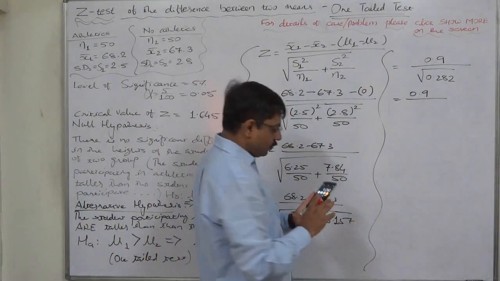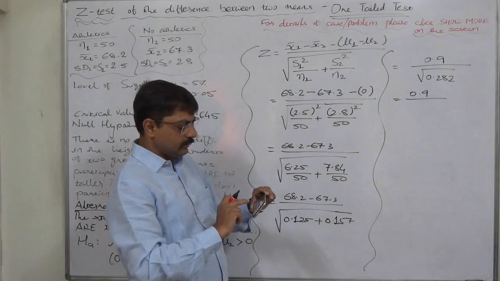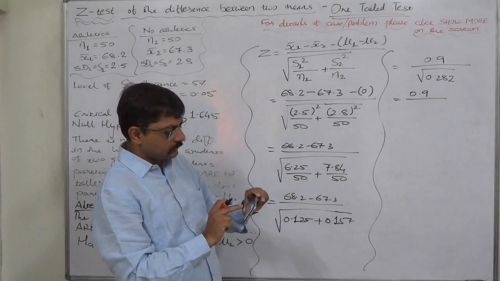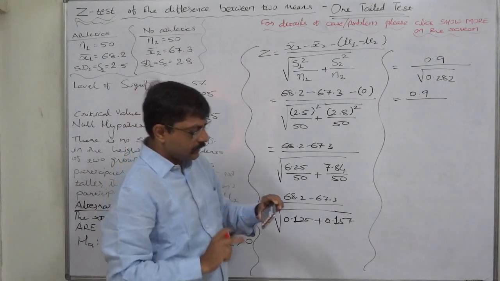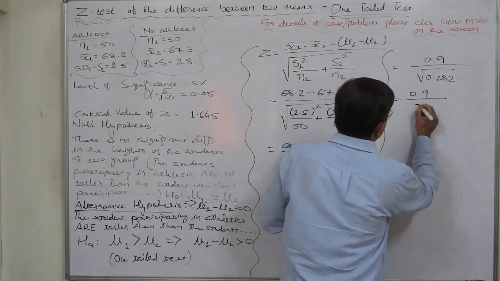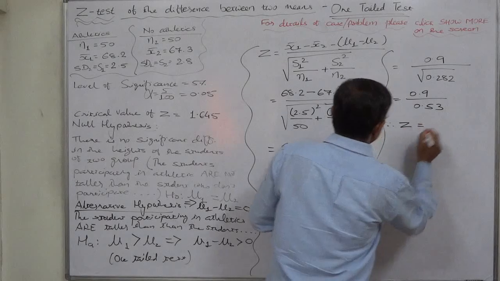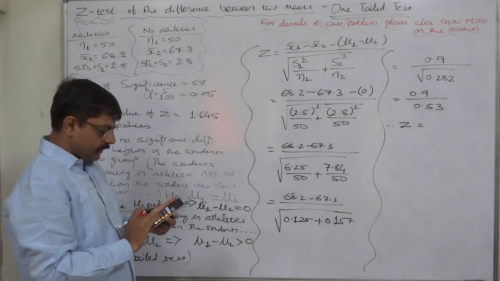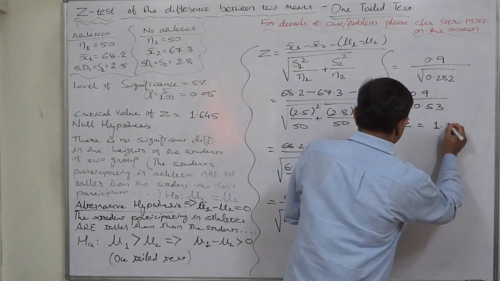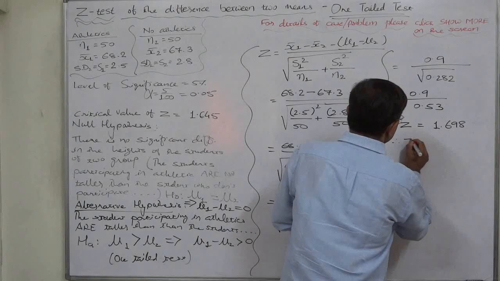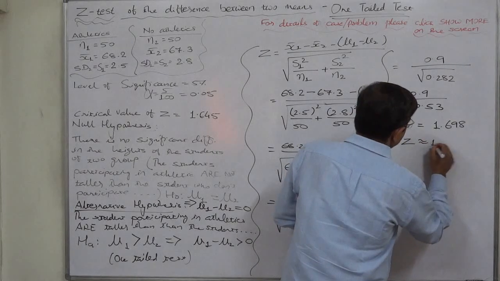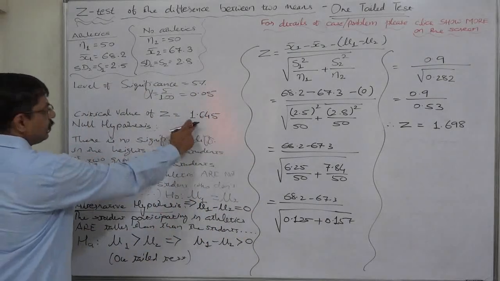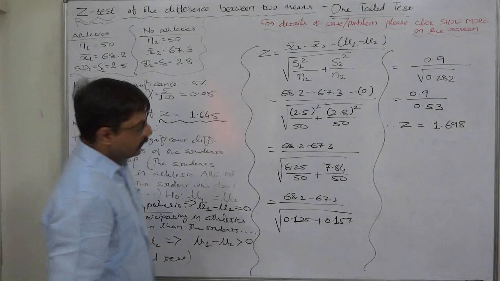Okay. Now square root of this, and it comes to 0.53. Yes. So Z is 0.9 divided by 0.53. So it is 1.698. Therefore we can say that Z is 1.7. Okay, keep it 1.698 because we have the critical value with 3 decimal values.